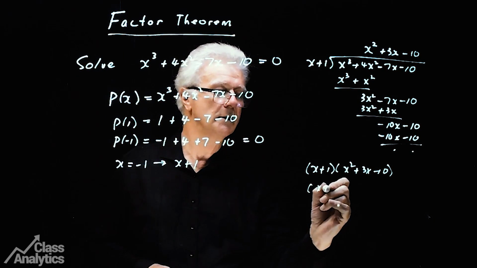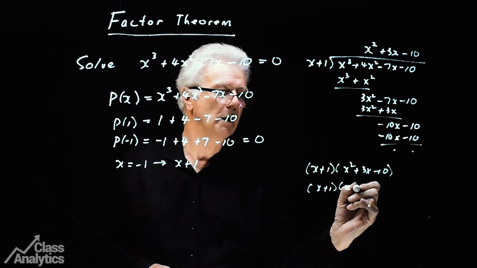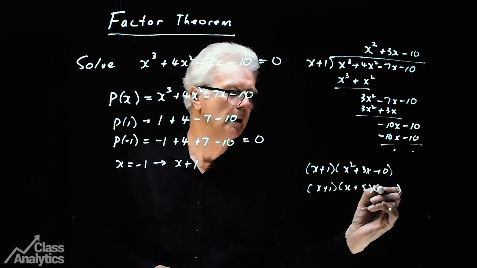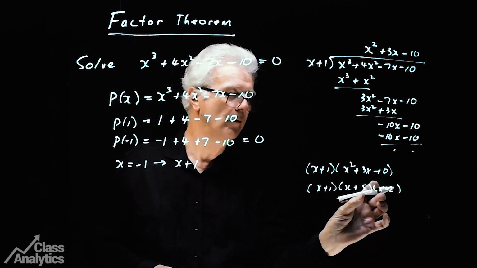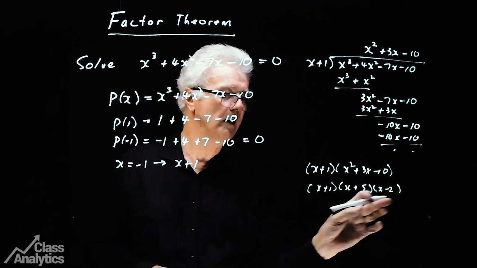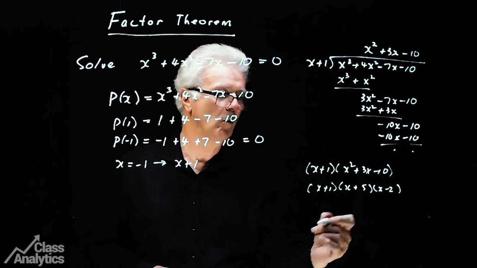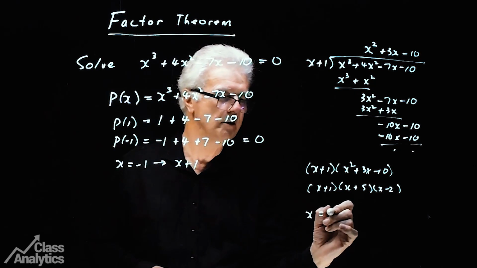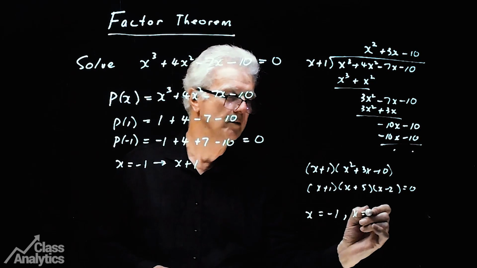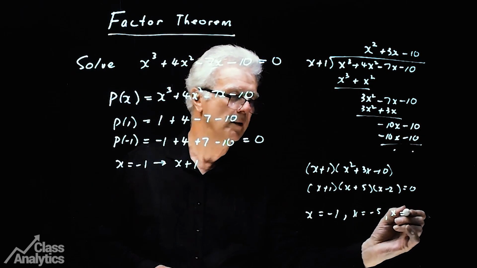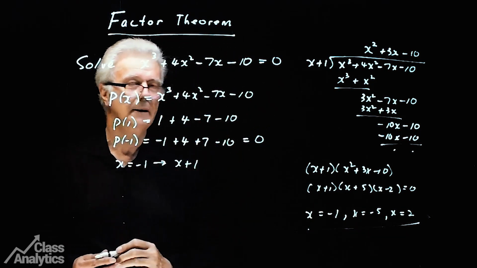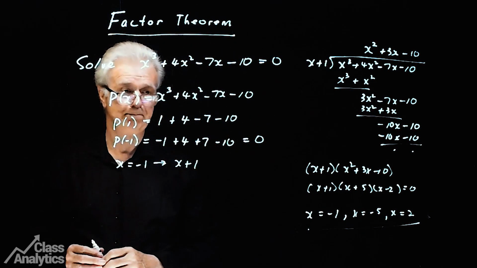We need to factorize this. That's going to give me x plus 5 and x minus 2. 5x minus 2x, 3x, minus 10. Just check that to make sure you don't get the signs back around the wrong way. So the solutions to this cubic equation are x equals negative 1, x equals negative 5, and x equals positive 2. It's done.